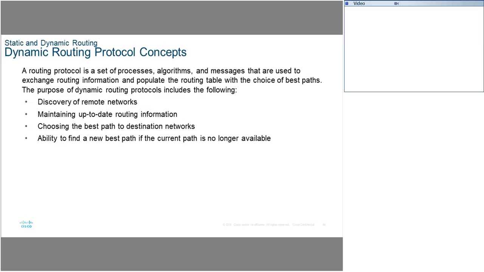So what's it used for? What are dynamic routing processes used for? Discovery of remote networks, maintain routing information, choose the best path, and adapt if it fails.